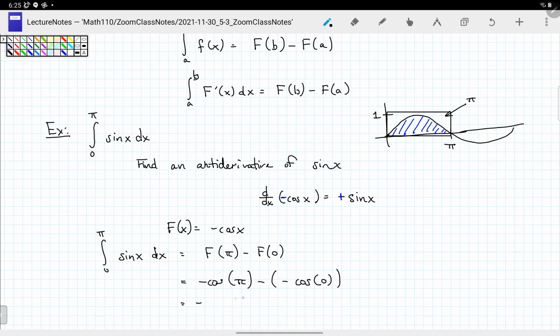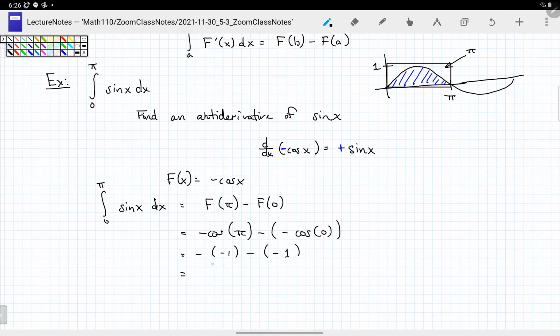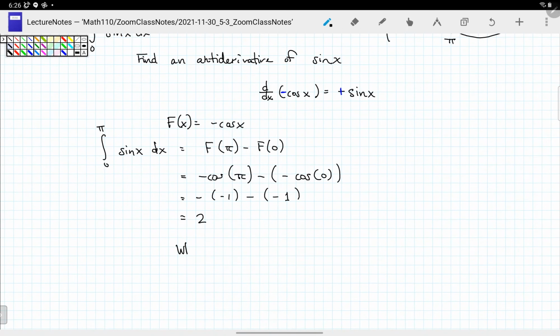Cosine of pi is -1, and cosine of 0 is 1. So this is going to be +1 plus 1, which is 2. So that kind of makes sense in terms of our picture. Basically, that area of that hump is approximately 2/3 of that rectangle, the 1 by pi rectangle. Okay. A couple of things. What if we were to take a different antiderivative?